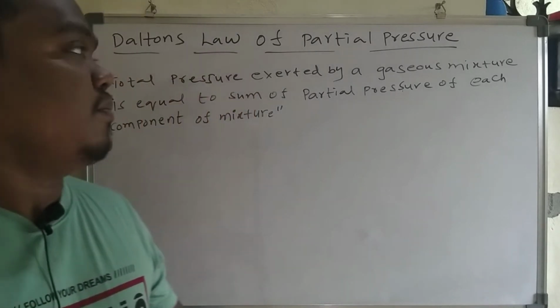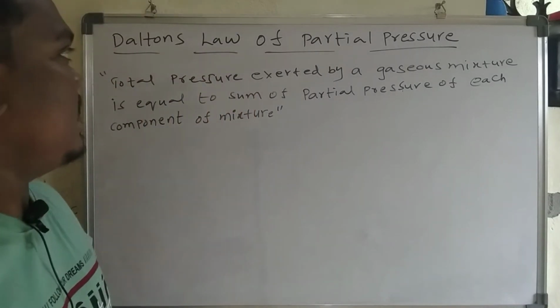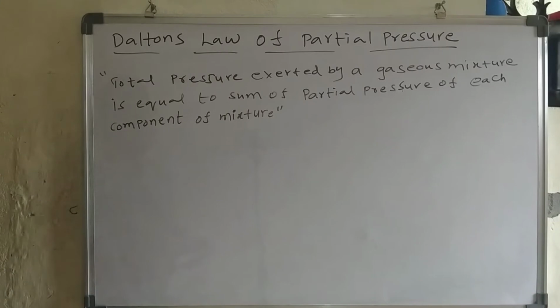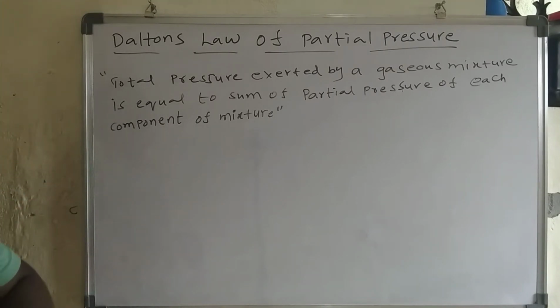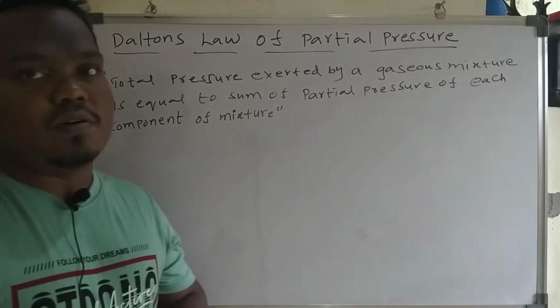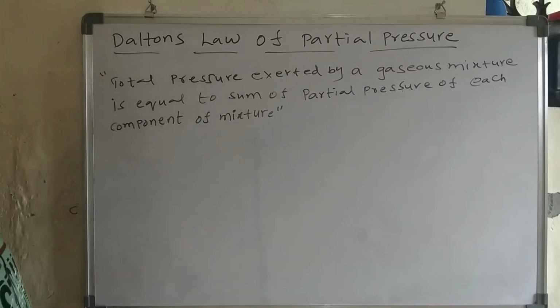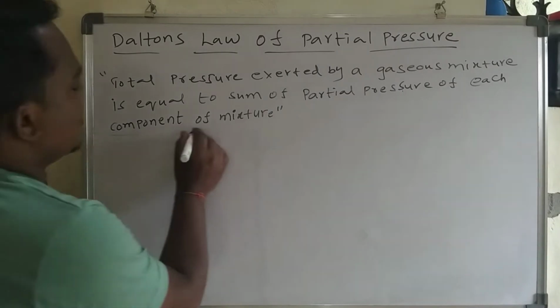Okay, thank you. So today we are going to discuss Dalton's law of partial pressure. According to Dalton's law, the total pressure exerted by a gaseous mixture is equal to the sum of the partial pressures of each component of the mixture.